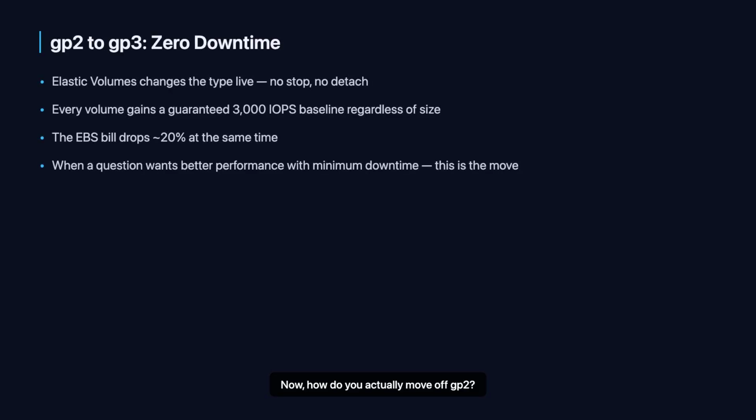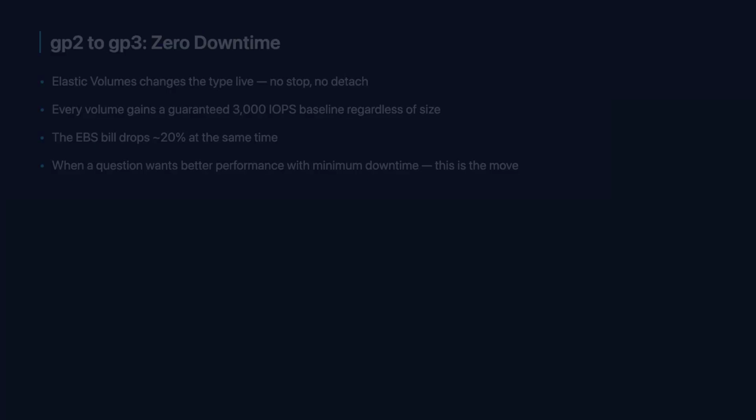Now, how do you actually move off GP2? This is the part people love. Using a feature called elastic volumes, you change the volume type while it's running. No stopping the instance, no detaching anything. Every volume you migrate gains that guaranteed 3000 IOPS baseline regardless of size, and your EBS bill drops around 20% at the same moment. So when a question asks how to improve storage performance with minimum downtime, migrating GP2 to GP3 with elastic volumes is the move.